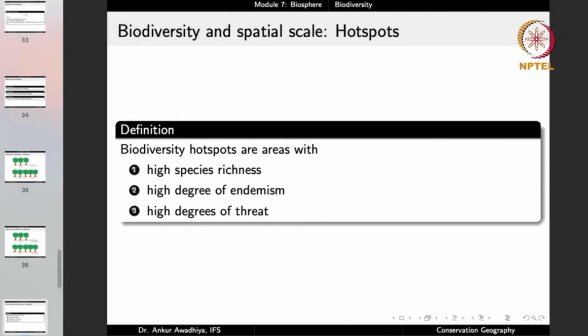Now, when we talk about biodiversity and the scale at which we are talking about biodiversity, there are certain hotspots. Biodiversity hotspots are areas with high species richness, high degree of endemism, and high degree of threat. Meaning that these are those areas where you find a large number of species. Areas such as our Western Ghats. So, when we were talking about the physiography of India, we talked about the Western Ghats. Now, the Western Ghats are the areas that are between the Western coastal plains and the plateau area.